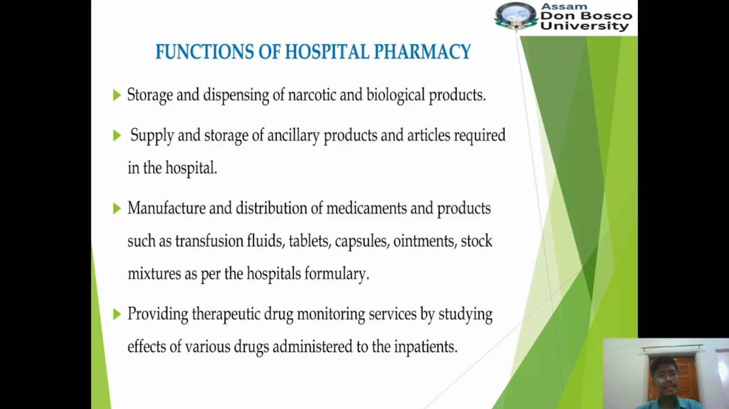Next, storage and dispensing of narcotic and biological products. Narcotic drugs such as various kinds of sleeping tablets, and biological products such as insulin. Then supply and storage of ancillary products and articles required in the hospital, and manufacture and distribution of medicaments and products such as transfusion fluids, tablets, capsules, ointments, stock mixtures as per the hospital formulary. The next function is providing therapeutic drug monitoring services by studying the effect of various drugs administered to the inpatients.